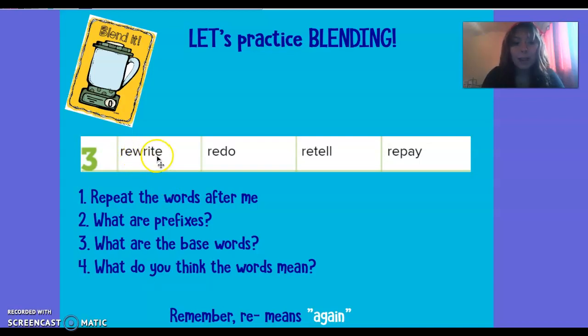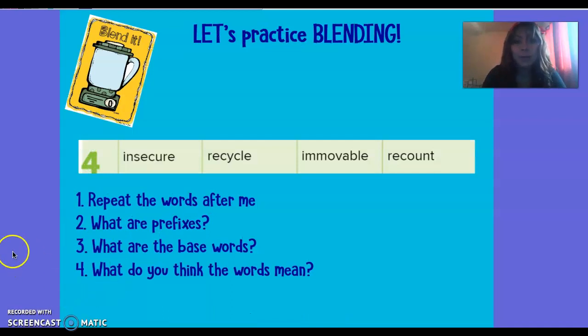Good job. Write, do, tell, and pay. Those are the words I already know. What do you think the words mean with the prefix re? Yep. Rewrite means to write again. Redo means to do again. Retell means to tell again. And repay means to pay somebody again. Great job. Let's move on to line 4.